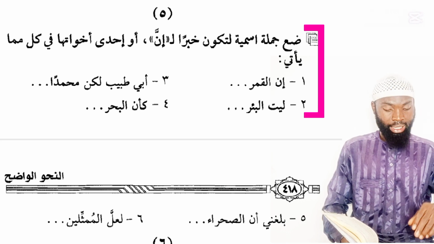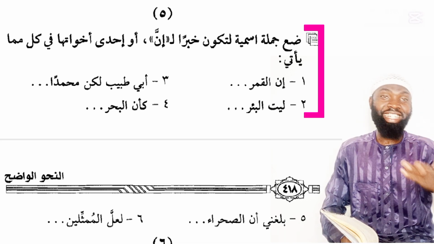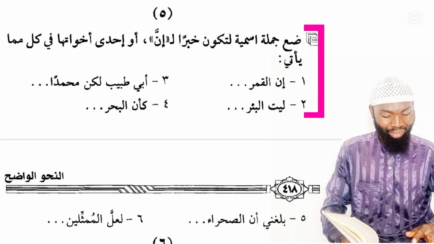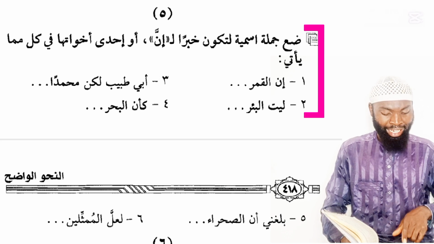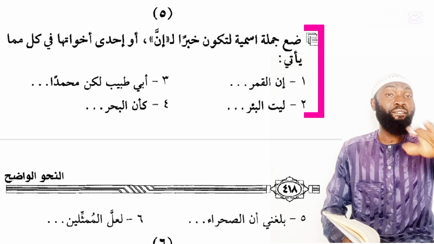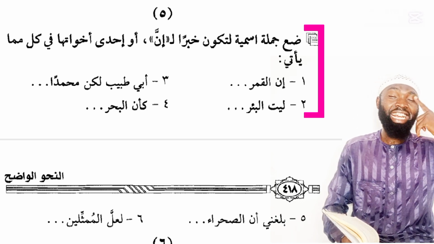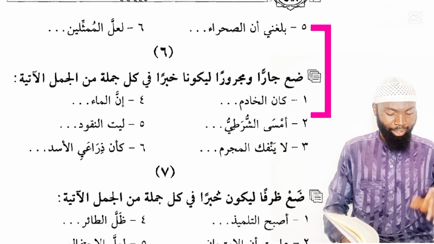Okay, we have laytal bi'ra. I can simply say ma'ahu qalil. Can you see? Next we have abi tabibun lakinna muhammadan abuhu muhandisun. My father is a doctor, but Muhammad, his father, is an engineer. Good. Solve the remaining by yourself.